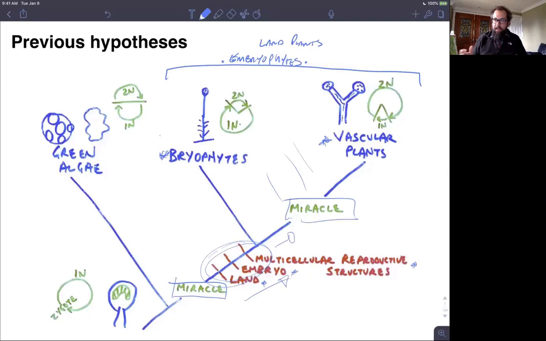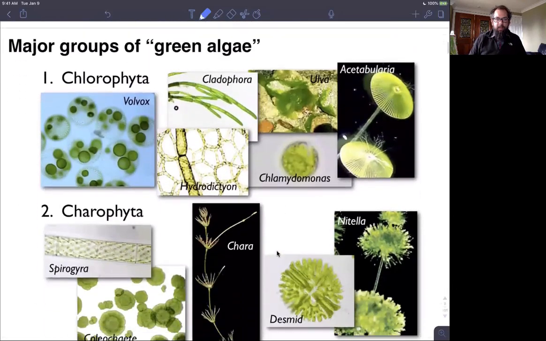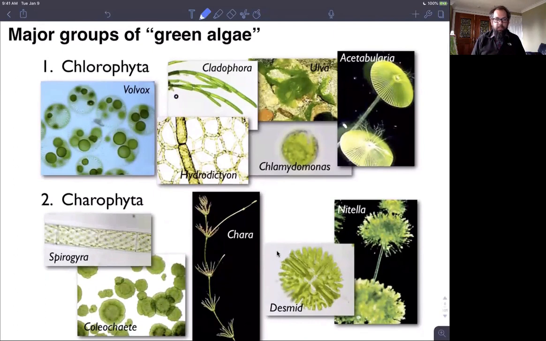Well, the way I have this is really coarse. It turns out that green algae are not just one lineage and represent multiple different lineages. If we take a look at that, there's really 2 major groups of green algae. The first of those is the Chlorophyta, and the second is the Charophyta. Although these were morphologically similar to each other, it turns out that they have very different characteristics, and I just want to highlight a couple of those.